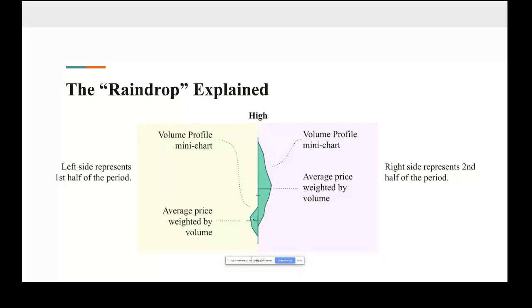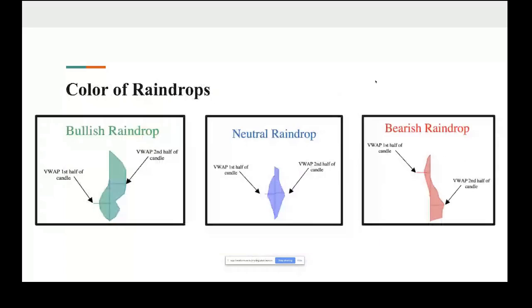And so what you can do is you can look at different colored raindrops with these being green, blue, or red. So we just went over the green, which is when the VWAP for the second half of the period is higher than the first. The neutral, or the blue emoji, is when the first half VWAP is equal to the second half VWAP. So this is what we call a true doji, if you will.